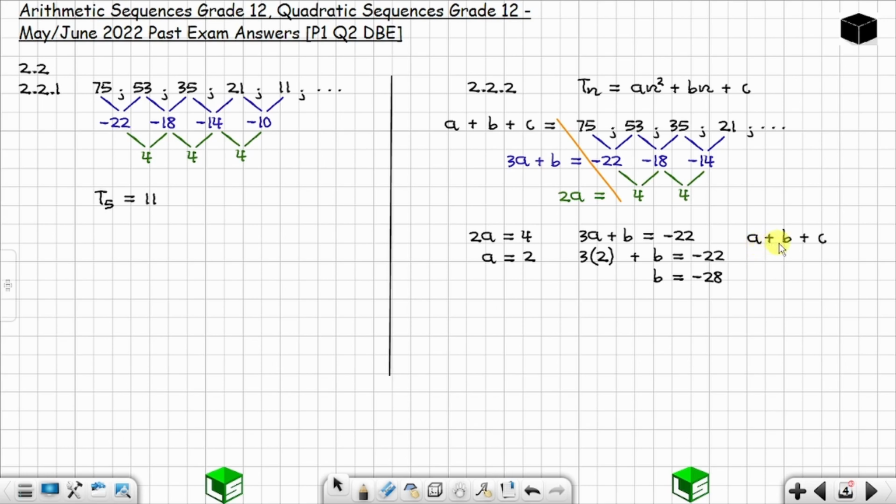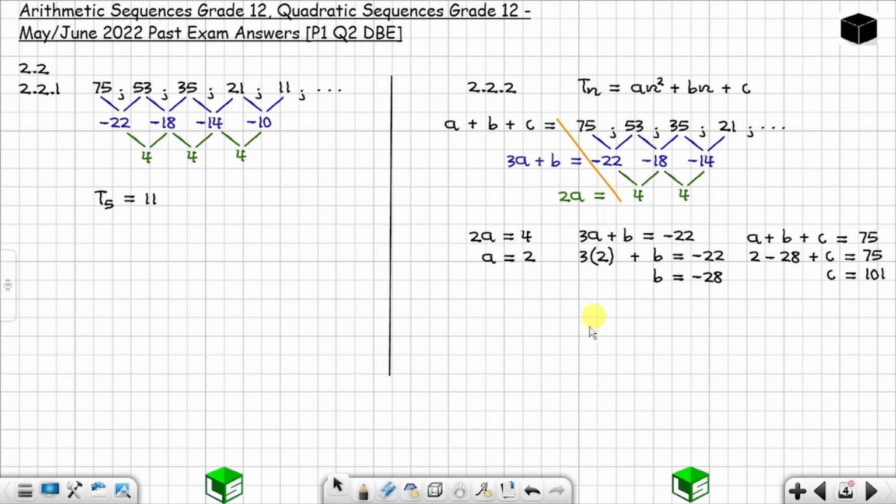You have A plus B plus C is equal to 75. You can see. So what is your A? Your A is 2. And what is your B? Your B is negative 28. So negative 28 plus C, right, is equal to 75. You can see that. Okay. So what is your C now? You can find your C. C is equal to, you have this, which is 2 minus 28. This is equal to minus 26. You bring it to the right side, it becomes plus 26. So you have 75 plus 26. This is equal to 101.